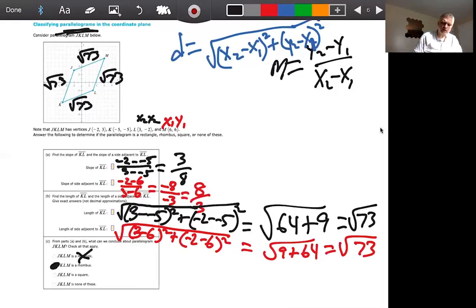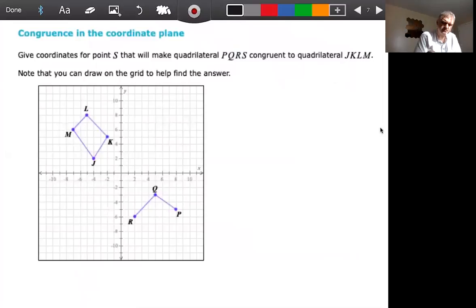Now, is it a square? Well, if we had said yes to the rectangle for the 90-degree angles and yes to the rhombus for the 4 congruent sides, then we would also say yes to the square. But since we didn't say yes to the rectangle, it's not a square. And then we said it is one of them, so the whole "none of these" is not the answer. Okay, let's move on.